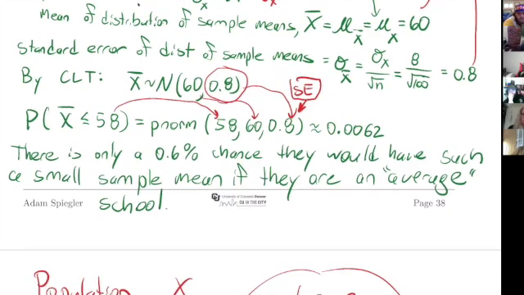And what you can see is, you might be surprised, that it would be highly unlikely to pick a group of 100 students that have an average of 58. That would give us some evidence, in fact, that the school is not performing up to average state standards. Any questions about that?